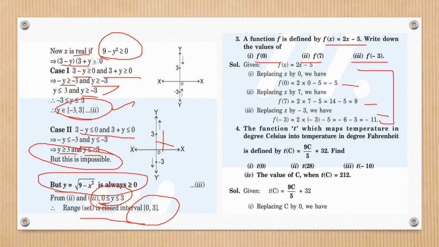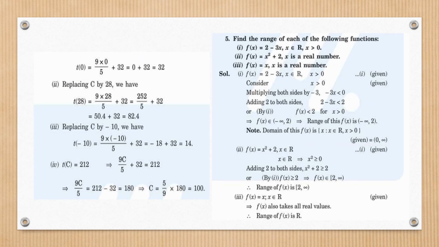The function t which maps temperature in degrees Celsius into temperature in degrees Fahrenheit is t(c) = 9c/5 + 32. So t(0): you can just put c as 0. Replace c by 0, it becomes 32. Now t(0) is 32, and replacing c by 28 we get t(28) as 82.4. Similarly t(-10) is 14, and t(c) is 212, so you put it in the given equation and get the value of c as 100.